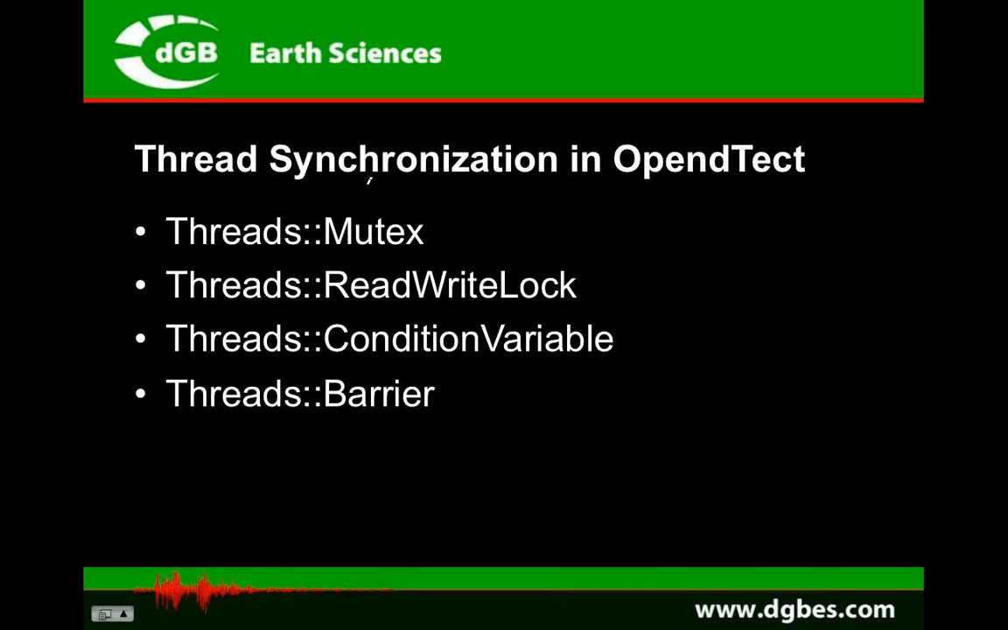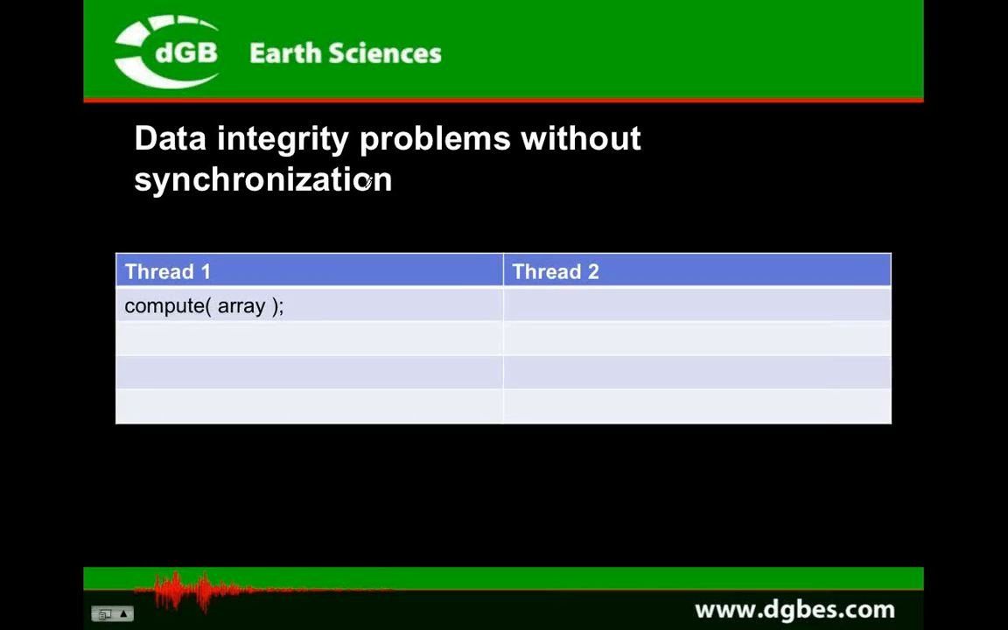So you can divide the calculation in such a way. Now, if we don't have synchronization, we'll go into an example of what could happen. Say we have a compute function that computes something on an array.